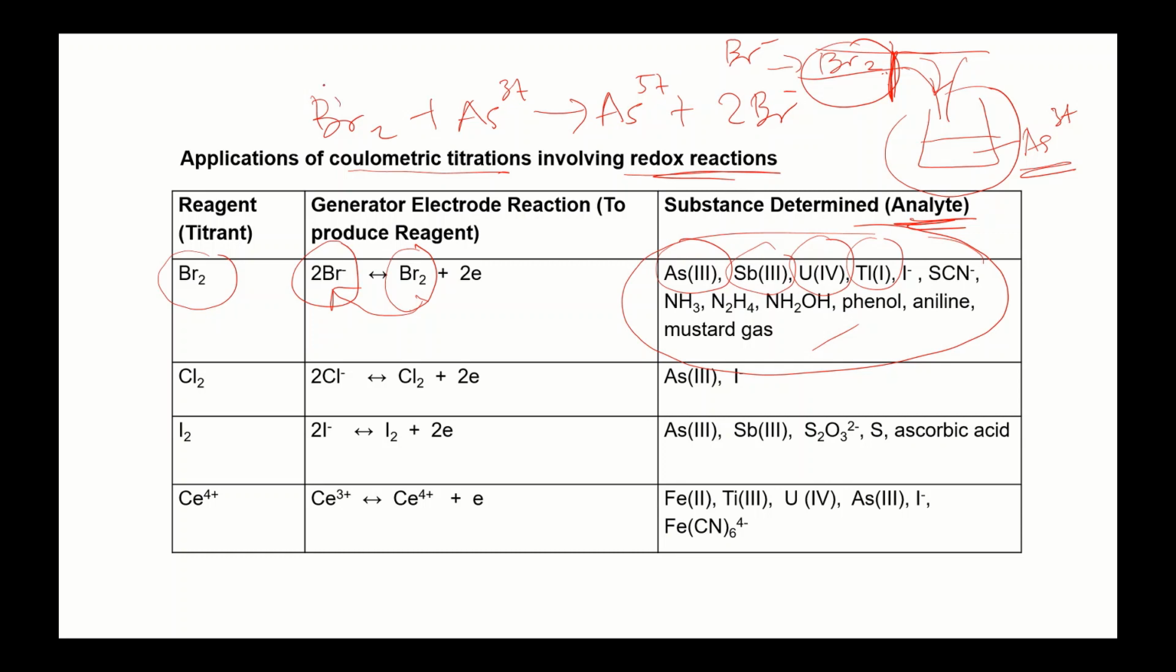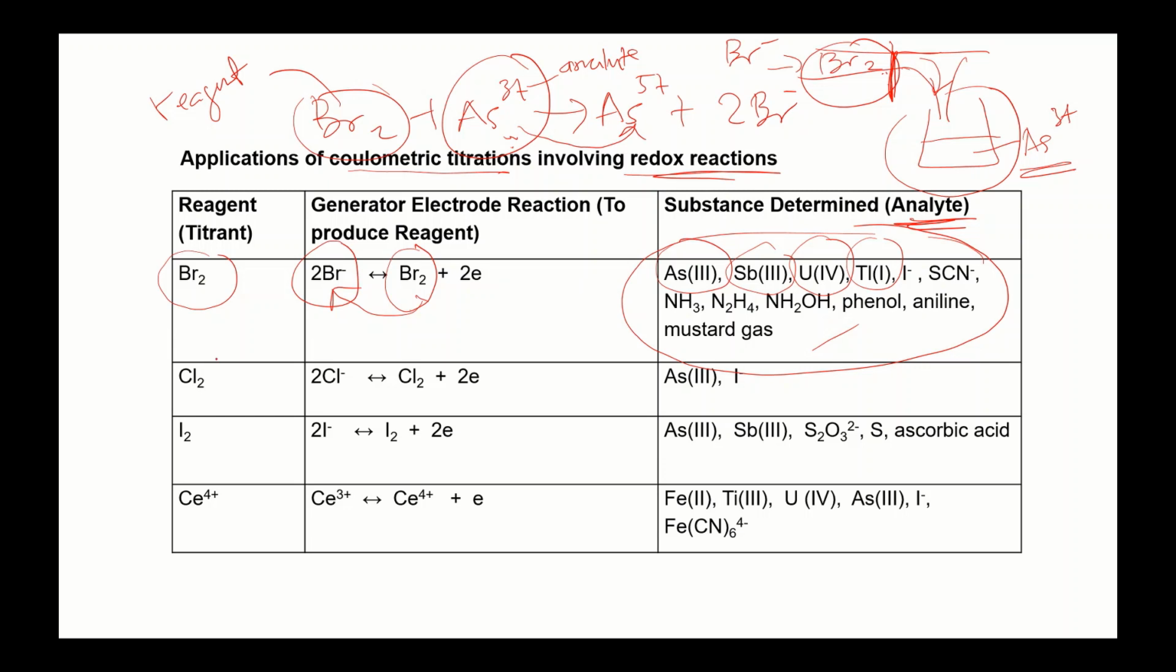So this is the reagent, and this is the analyte. You want to determine how much arsenic 3 is present in your solution. What you must do in this process is the redox reaction between arsenic 3 and bromine. Bromine acts as an oxidizing agent, so it will oxidize arsenic 3 to arsenic 5, and bromine will reduce to bromide.